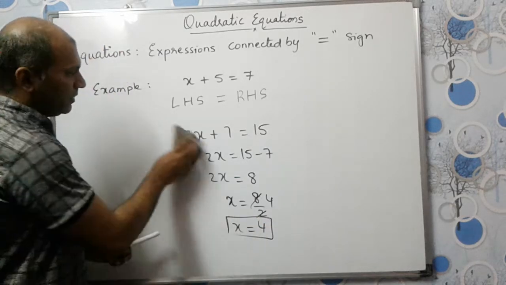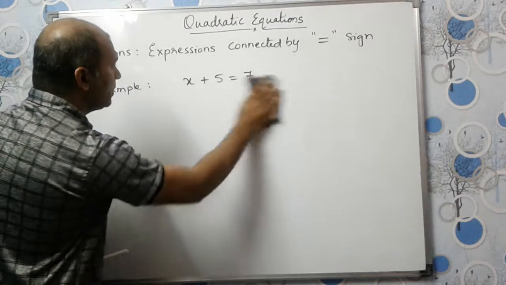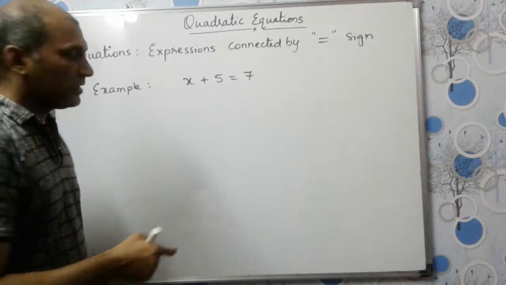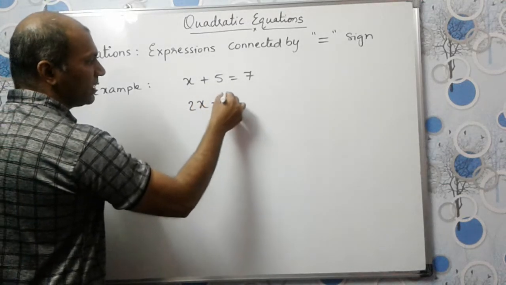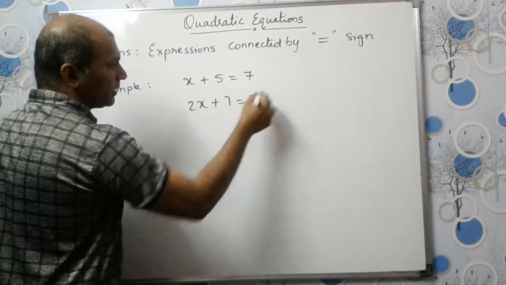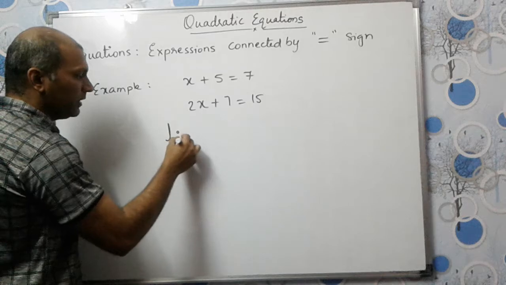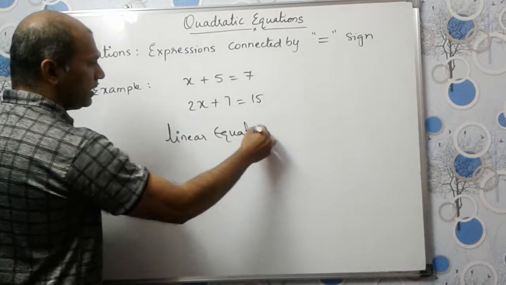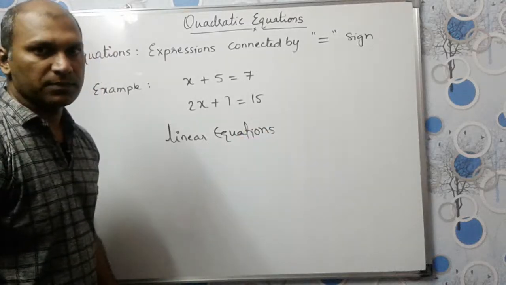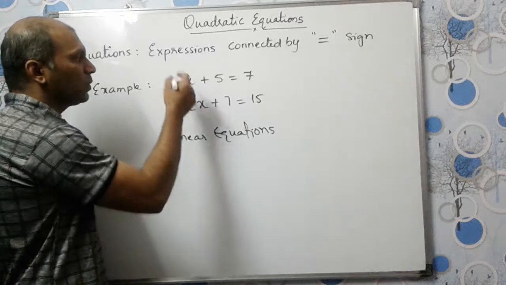Alright. So these are linear equations. See, we wrote x plus 5 is equal to 7 and I gave you one more example, 2x plus 7 is equal to 15. What type of equations are these? These are linear equations. Okay. Why are they called linear? Because their degree is 1.